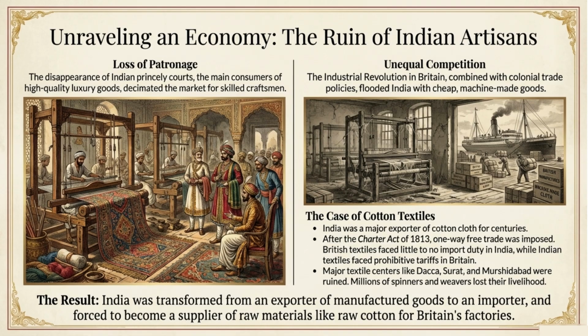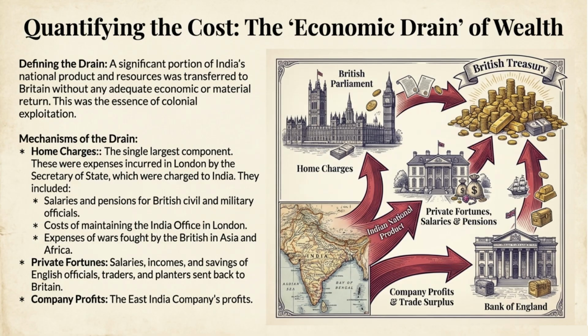They suffered loss of patronage and unequal competition, as the Industrial Revolution flooded India with cheap, machine-made British goods. India was transformed from an exporter of manufactured goods to a supplier of raw materials. The "economic drain" of wealth was the transfer of India's resources to Britain without adequate return. This drain included "home charges," private fortunes of officials, and company profits, representing the essence of colonial exploitation.